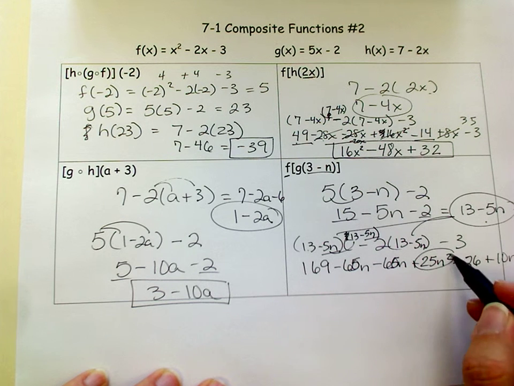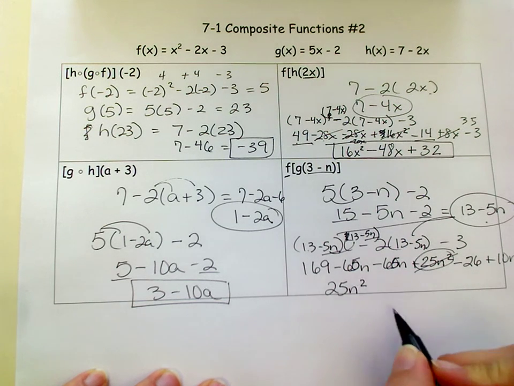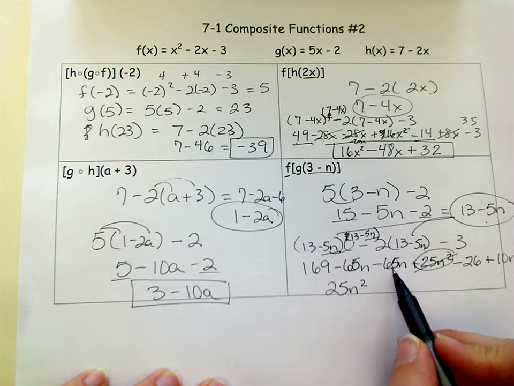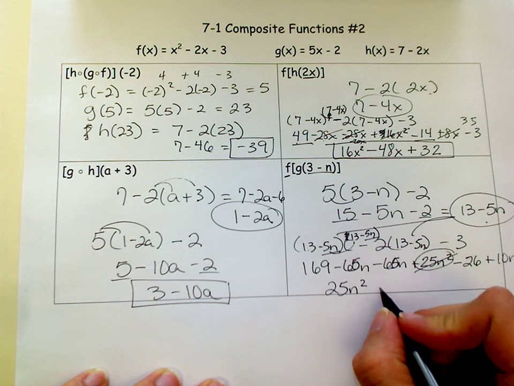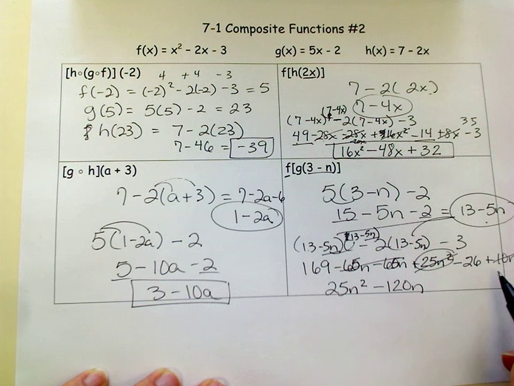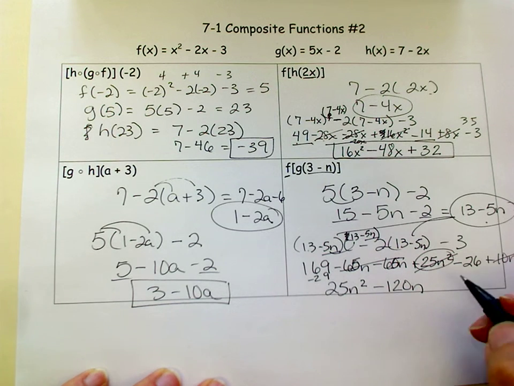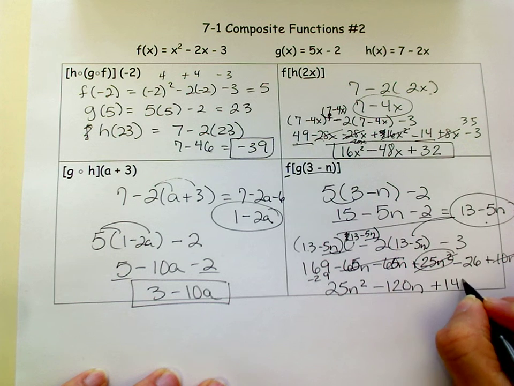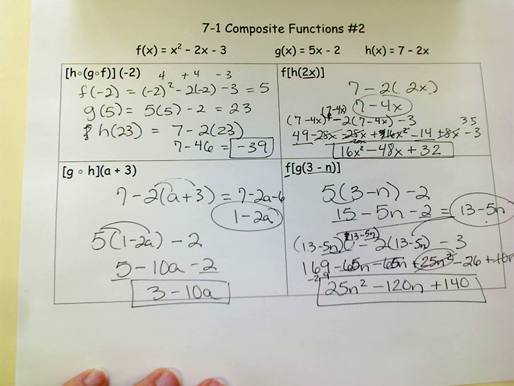And now we're combining like terms. Well, this is the only n squared, so I have 25n squared. 65 plus 65 is 130, and that's a negative 130, but then I have a plus 10n, so that brings it down to a negative 120n when I get rid of my n's. And then these two are both negative, so I can combine those to get a negative 29, so I'm really subtracting 29 from the 169, which means I get a positive 140. And that, if I did everything correctly, is the correct answer.